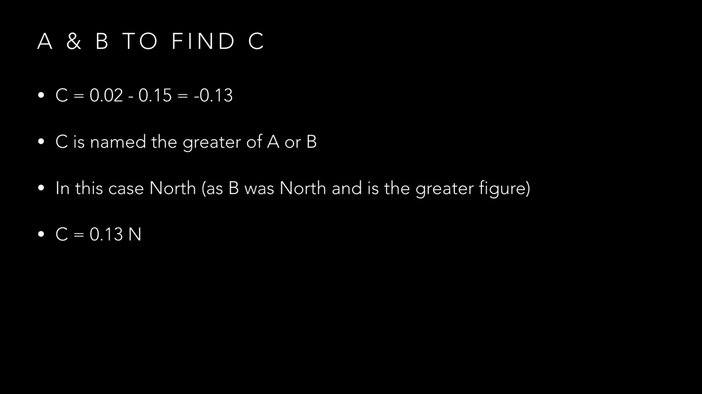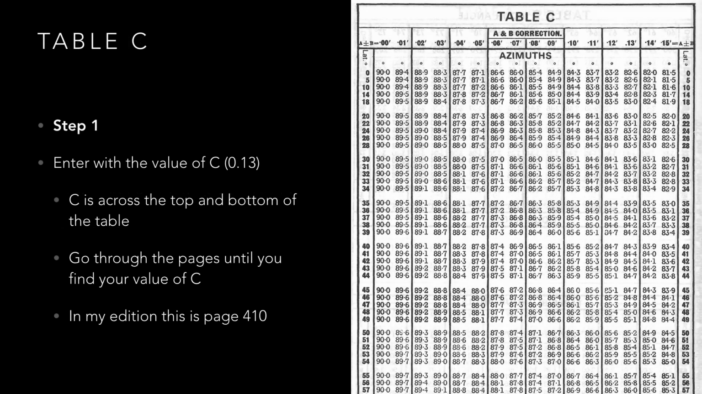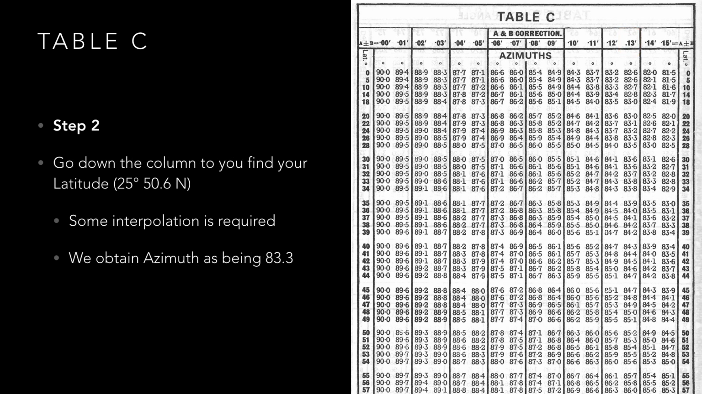Now we turn back to our copy of Norie's tables for the last time. We find table C, which has the C values across the top of it, and flick through the pages until we find the appropriate page. In my edition this is page 410. Once we have the appropriate column, we go down the table until we find our latitude of 25 degrees 50.6 north, and after some interpolation we obtain our azimuth as being 83.3 degrees.